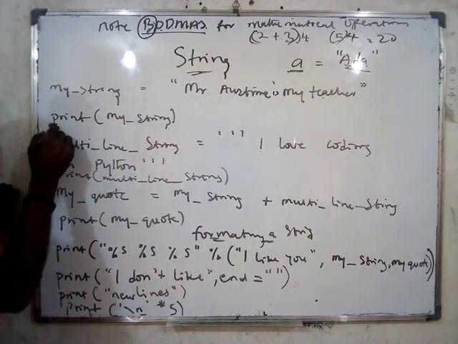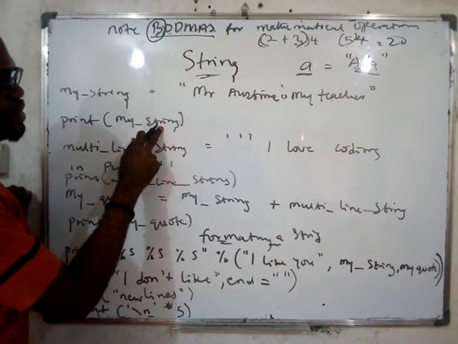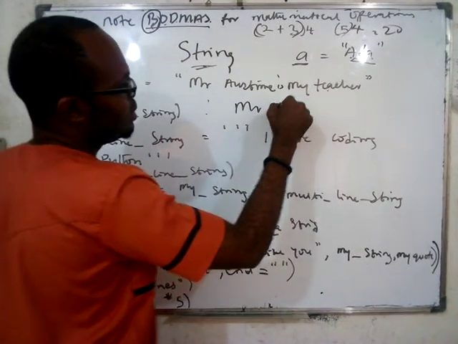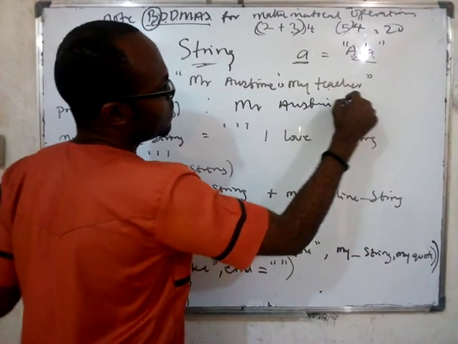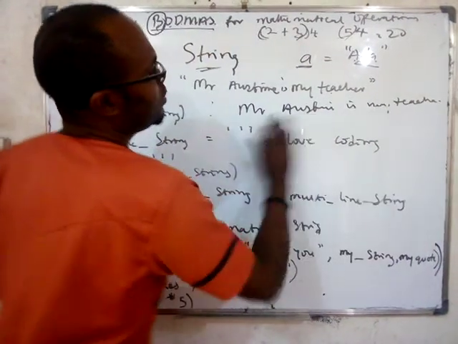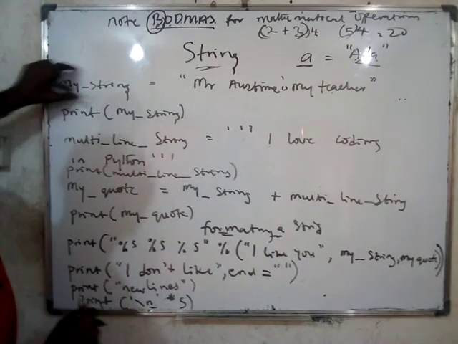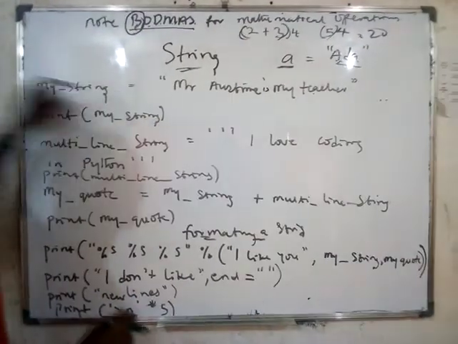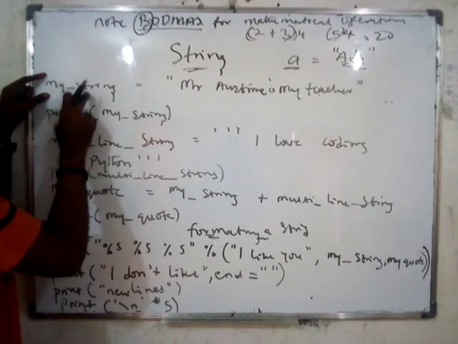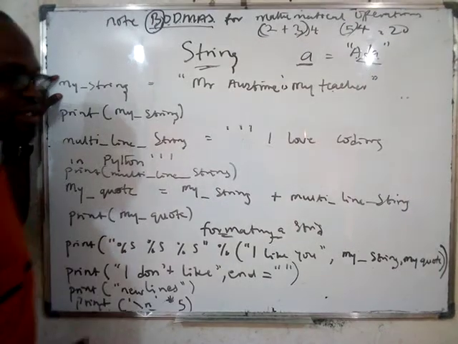So if you say print my string, what will be the answer? What will come out? What will come out is what? Mr. Austin is my teacher. Why will that come out? Because you've already assigned the value of Mr. Austin is my teacher to the variable my string. So whenever you say print my string, it prints the value of this variable, which is Mr. Austin is my teacher. Is that clear?